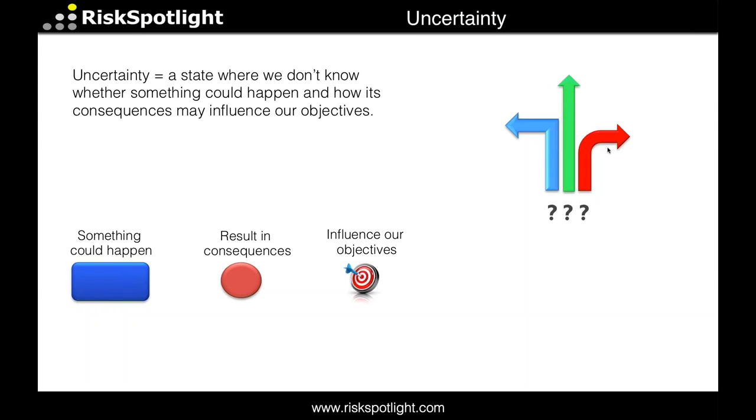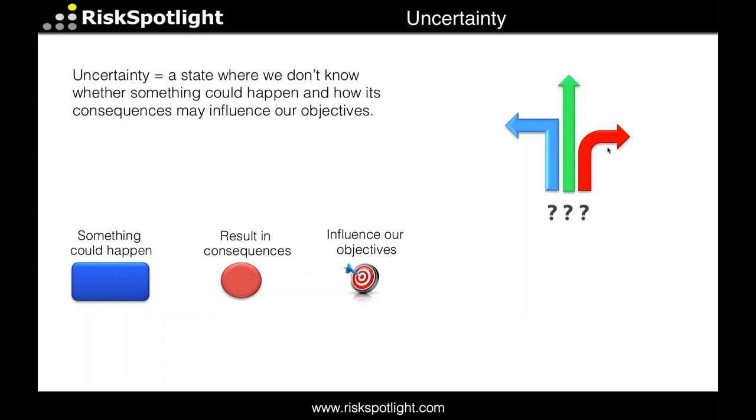So I've broken down the three elements of uncertainty that we will use for this course. So something could happen is an element. Let's call that a potential event which could happen in the future. And then we only care about that potential event if it would result in some consequences. And then again, we only care if those consequences are important for our objectives.